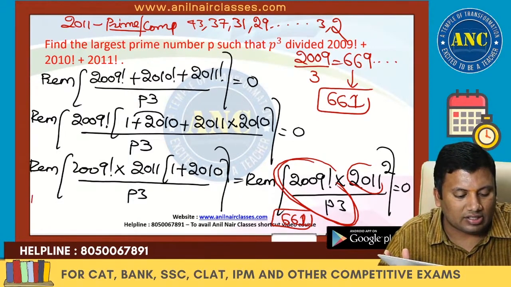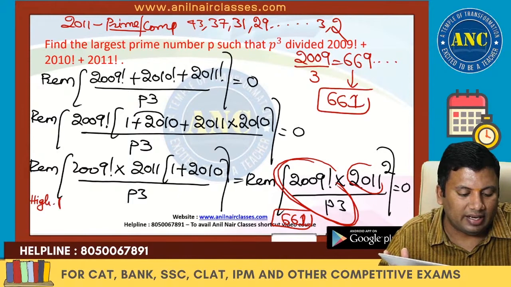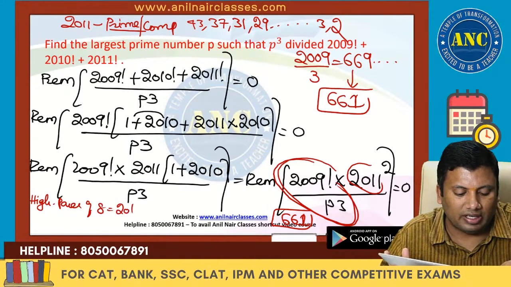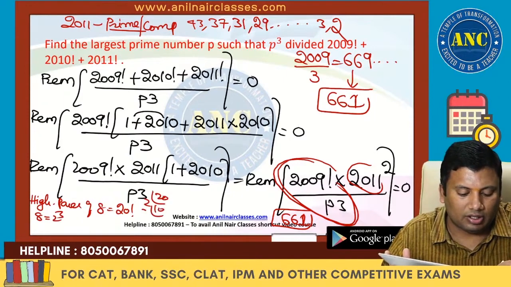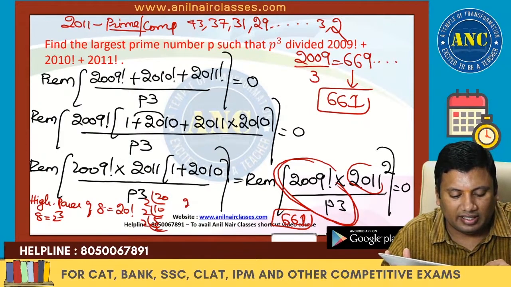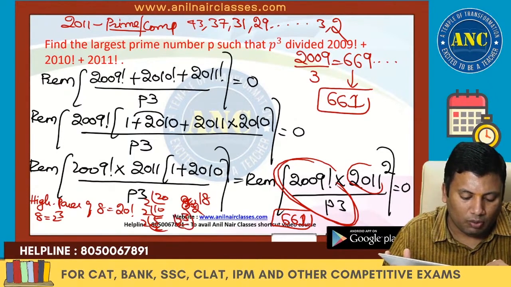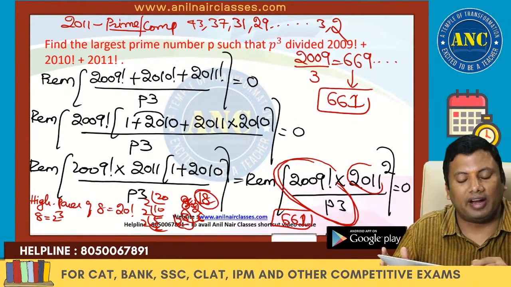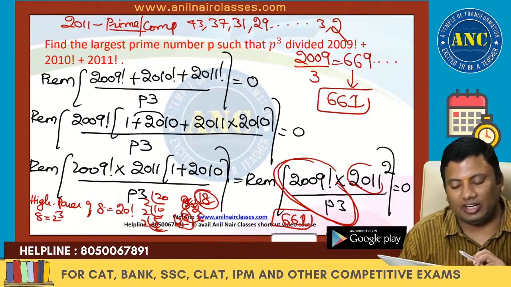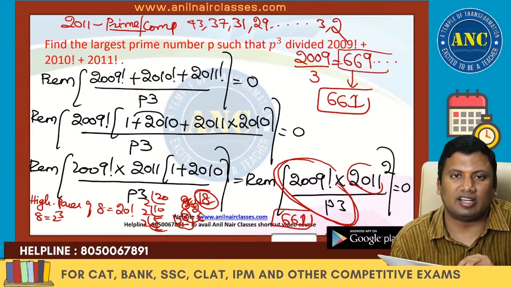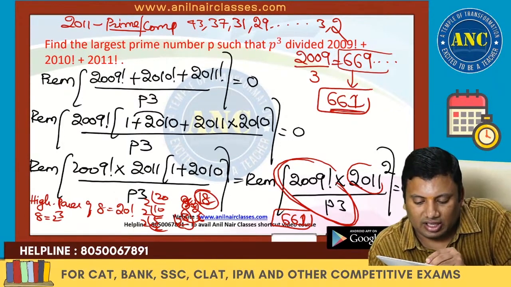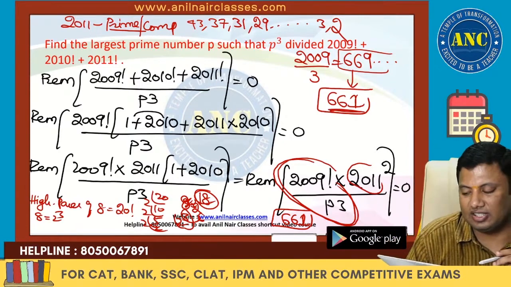Suppose we take the highest power of 8 in 20 factorial. 8 is 2 cube. So for 20, it will become 10, 5, 2, 1 twos, that is 18. We will write it as 2 power 18, then we will do 2 cube power 6. Am I right? I am dividing this power 18 by 3 only. So 2009 divided by 3 is 669. So the largest is the prime number just less than 669.